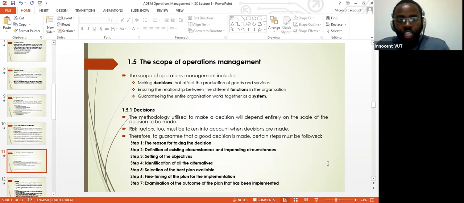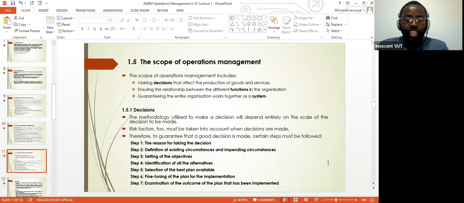And then the last step, step number seven, examination of the outcome of the plan that has been implemented. It is important that operations managers examine the outcomes. These are the results. This examination of the outcome is the only way success of the new endeavor can be determined. You can determine whether the new endeavor has been successful or not.